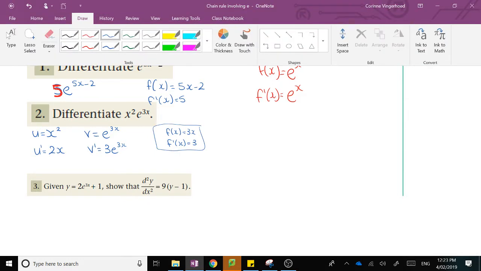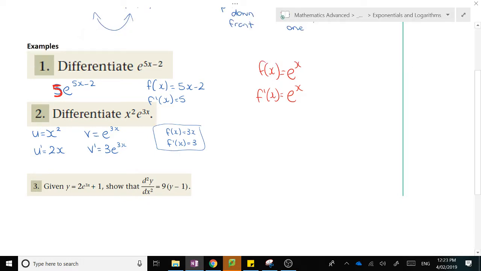I'll do that in red. So, product rule is vu dash plus uv dash, or either. You can switch them the other way around. That is also equivalent to uv dash plus vu dash, however you want to do it. Just match that with that, that with that, and add them. Okay? So, here we have 3 e to the 3x x squared.